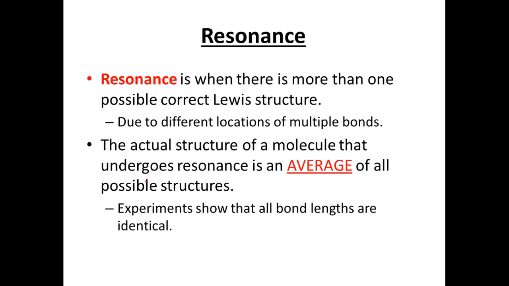So to begin with resonance, when there is more than one possible structure due to the different locations of our multiple bonds. So as we're looking, the actual structure of the molecule that undergoes resonance is an average of all the possible structures. And this is generally due to our double bonds being able to move around the atom from one place to another. Now, experimentally, they've shown that all the bond lengths are identical. So we're going to look into what that means.